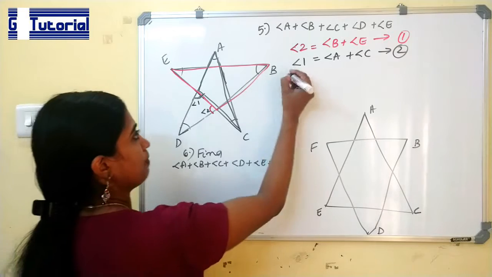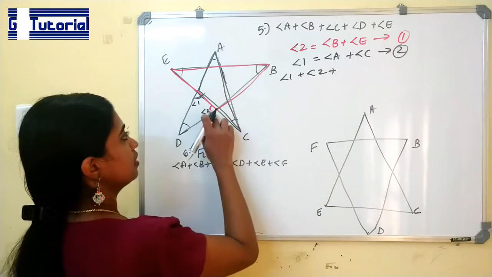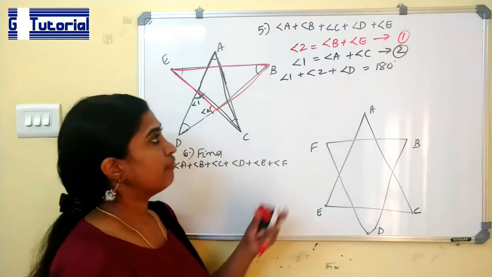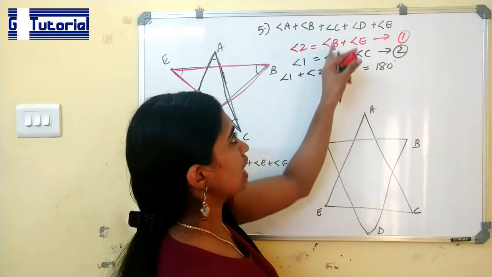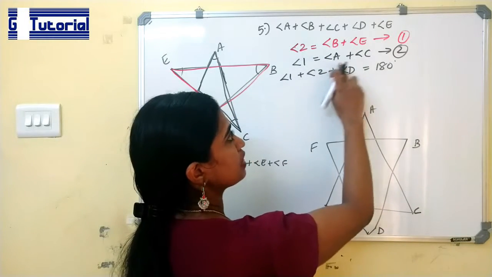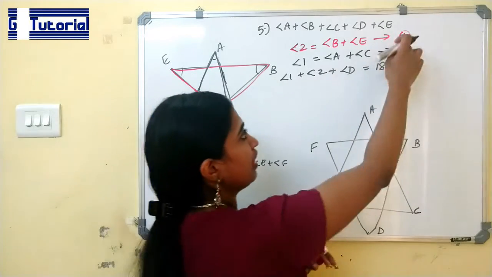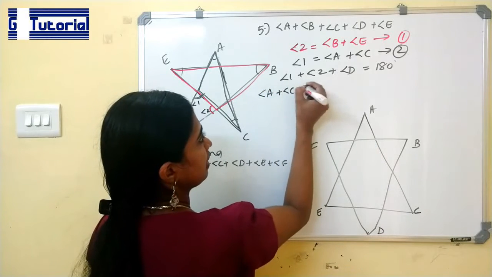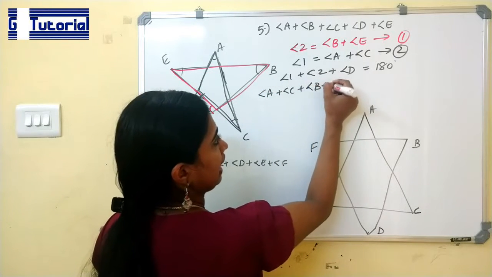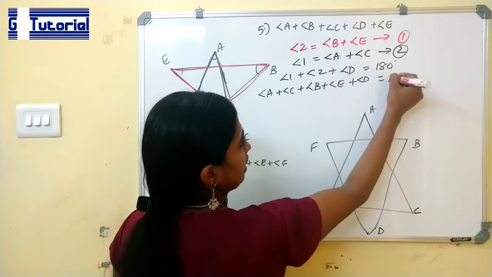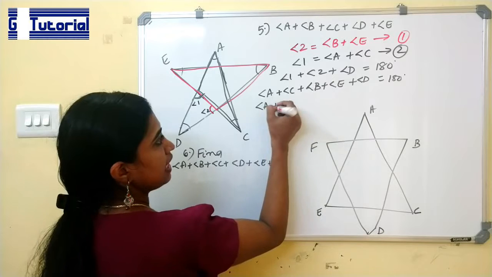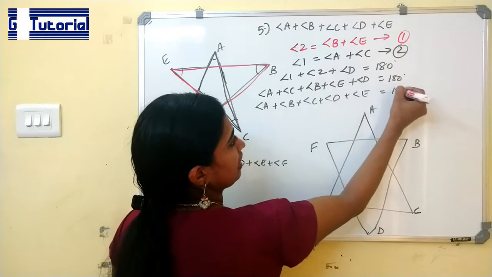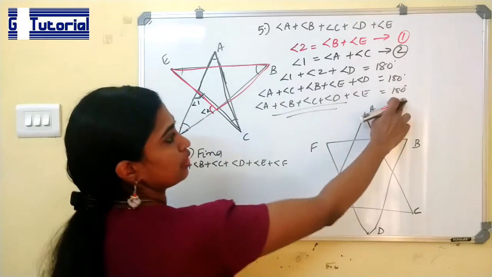Now, we know that the sum of angles of a triangle is equal to 180 degree. So, I can write angle 1 plus angle 2 plus angle D is equal to 180 degree. Substituting equations 1 and 2 in this equation, instead of angle 1, angle A plus angle C, and instead of angle 2, angle B plus angle E, plus angle D is equal to 180 degree. Rearranging, angle A plus angle B plus angle C plus angle D plus angle E is equal to 180 degree. So the sum of these angles is equal to 180 degree.